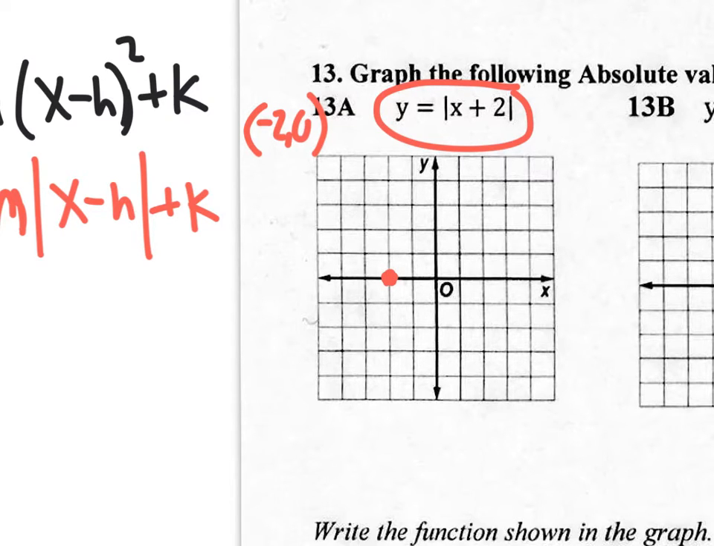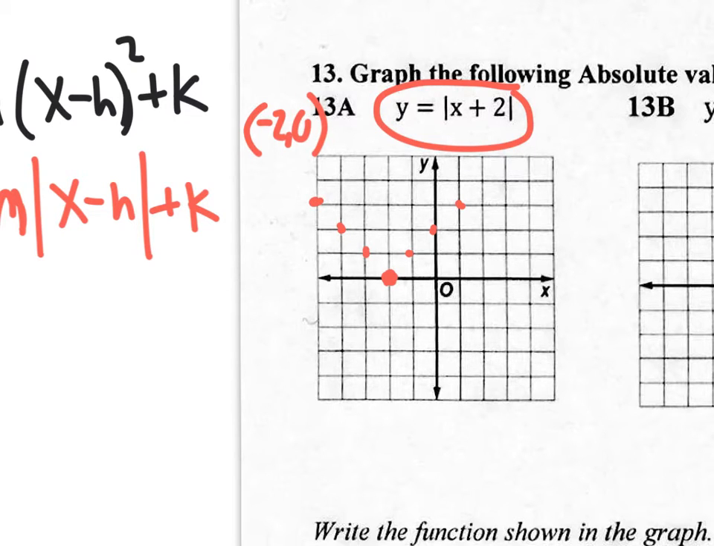Now, what is the slope? The a value, which is really the m value in this case. It's 1. So from this point, is this positive or negative? Positive, so it's going up. So it's going to go up 1 over 1. Up 1 over 1. So it's going to be like that. And in the other direction, since it's an absolute value, it has to go back up. So it's going to be the same slope, but in the other direction.